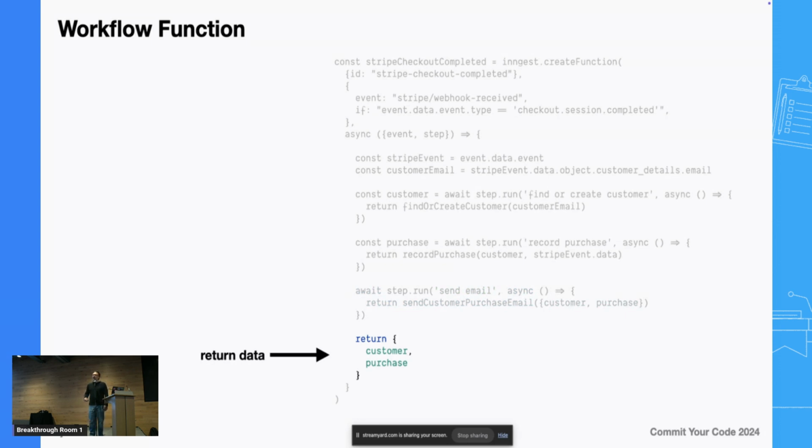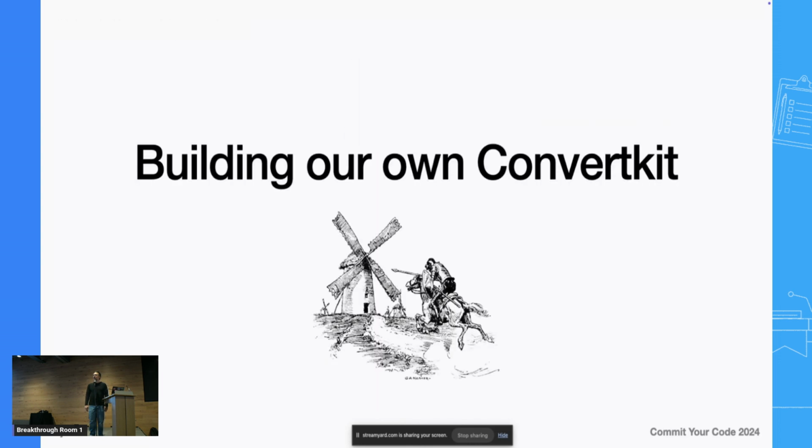The return from this is mostly for observability. We get a nice dashboard, which I'll show you at the end of this. But you get that so you can then go back and look and see what has occurred and what data came out of it.